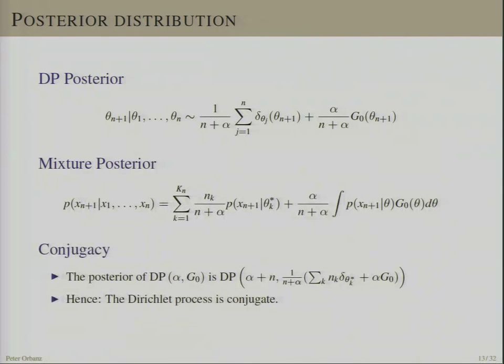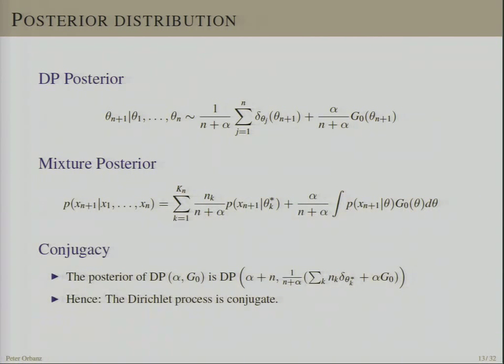We assume that we have observed n draws theta from this distribution. I'm writing theta and not x because these are parameter values and not observations, but assume for the moment that we actually observe these thetas here. Then we can condition on them, and the question is what is the posterior distribution of our process. And it looks like this.